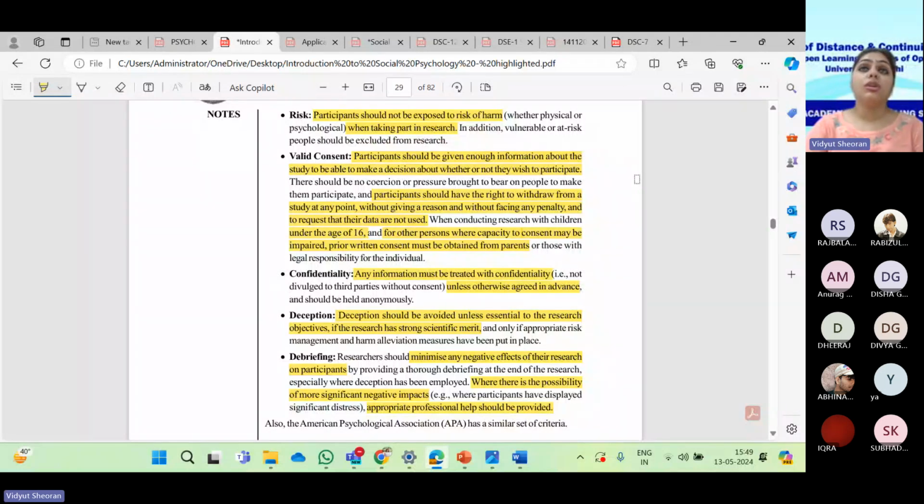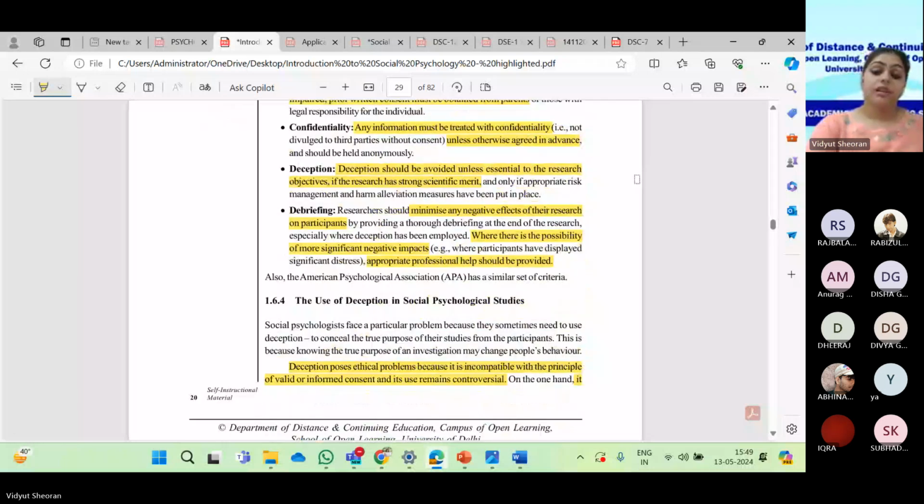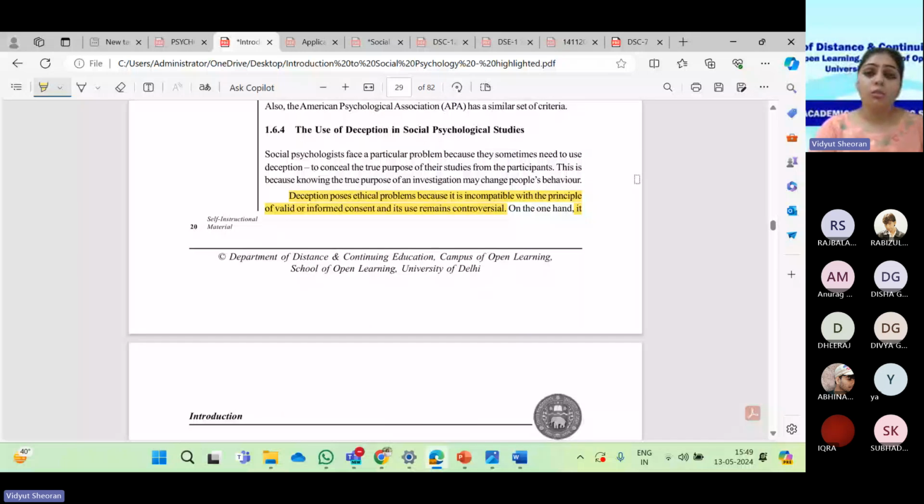Then comes debriefing. Debriefing means to introduce a participant to the way research will take place and what will be his role in the research process. And also what could be the positive or the negative impacts of the research on the participant. So use of deception, like I already said, is not that we are allowed to deceive the participants. Yes, sometimes we do, but later on we brief them that yes, we didn't tell you the purpose initially, but now we tell you the purpose.